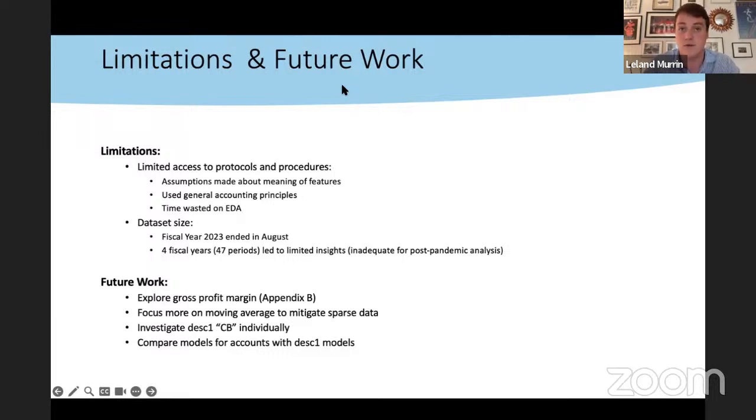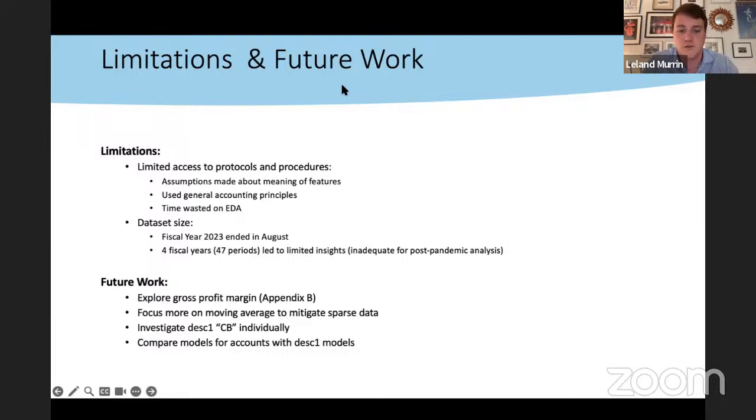It was definitely a really, really sparse data set, which clustering helped with. CB itself could be investigated completely individually, as opposed to grouping it with the other 2 description ones that were of note, EM and BK. Since it was so significant, 47% of the overall total transaction amount was comprised in CB by itself. It could be isolated. And then finally, you could also do some modeling for accounts, not just description ones.